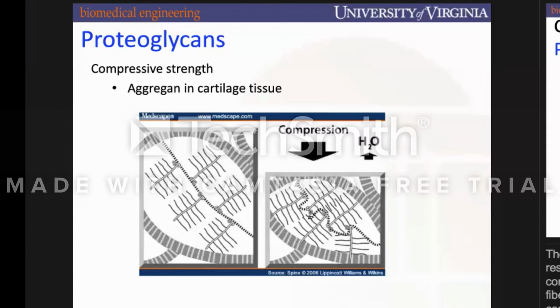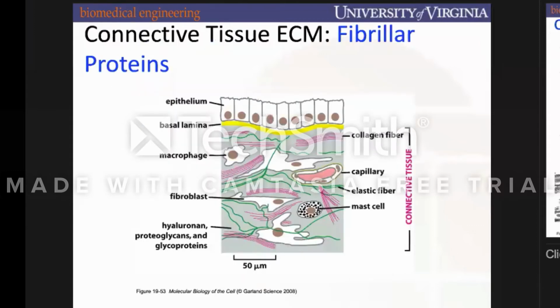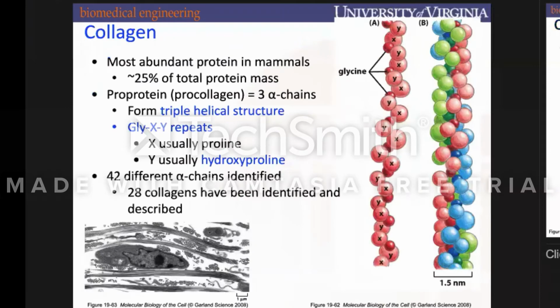All right, so we talked about how proteoglycans and GAGs can provide resistance to compression. Another key part of the connective tissue is fibrillar proteins, and it's fibrillar proteins that provide resistance to tension. And the most important fibrillar protein in our connective tissue ECM that does that is collagen. Collagen is the most abundant protein in mammals. It makes up 25% of our total protein mass.